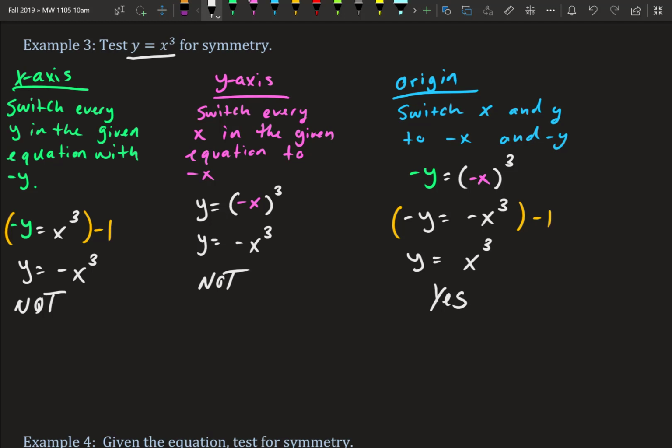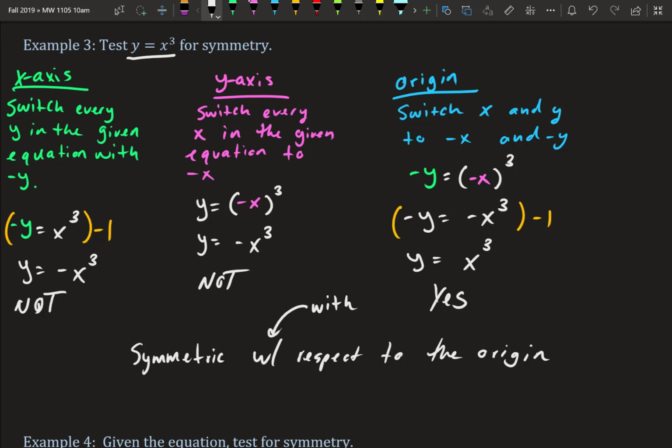So how we would actually write that is symmetric with respect to the origin. That right there just means with. It just means with. That's all. That W with a slash means with.